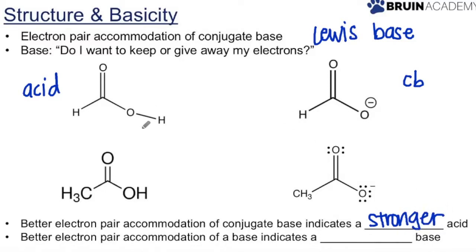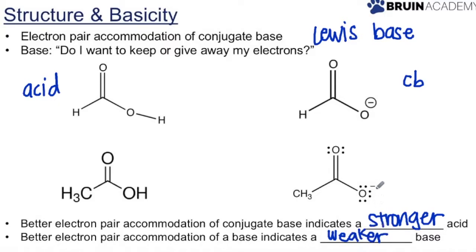And the reason for this is because this conjugate base can better accommodate its electrons due to certain factors such as resonance. And as a result, the rule is that when you have a stronger conjugate base, you have a weaker acid. And if you have a stronger acid, then you have a weaker conjugate base. That's just the fact that they're opposites and inverses of each other. Similarly, when you have a better electron pair accommodation in a base, this indicates a weaker base.